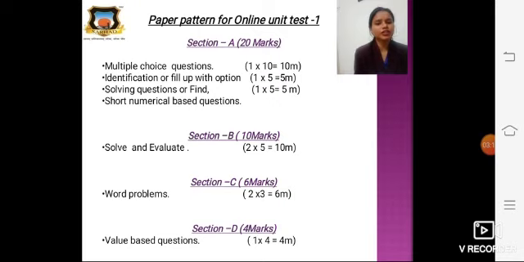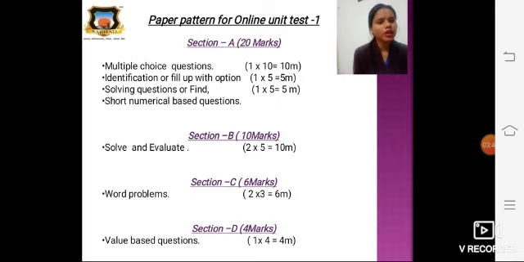After that, section C is about 6 marks, where 2 questions will be there and each question is for 3 marks, so 2 into 3, total 6 marks. After that, section D is there for 4 marks. Here in the exam they will ask you one question on values, okay? That question will be a value based question, and it is about 4 marks. So this is the paper pattern for the online unit test.